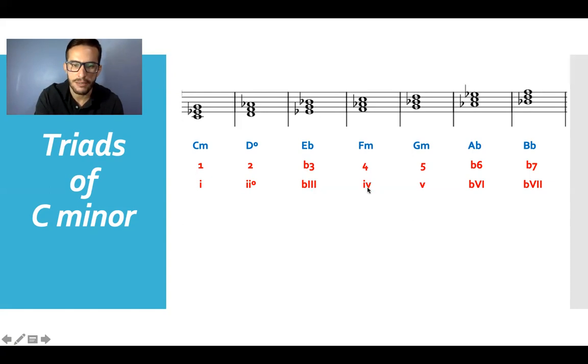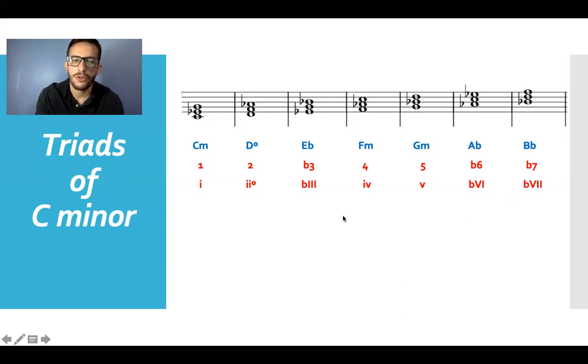The fourth one is going to be in lowercase because it is a minor chord. Same thing with the fifth chord, in lowercase because it is a minor chord. The sixth one is going to be in capital letters because it is a major chord, and it's also going to include the flat symbol right before. And the same thing with the seventh chord, capital letters because it is a major chord, and it includes the flat here before the number.